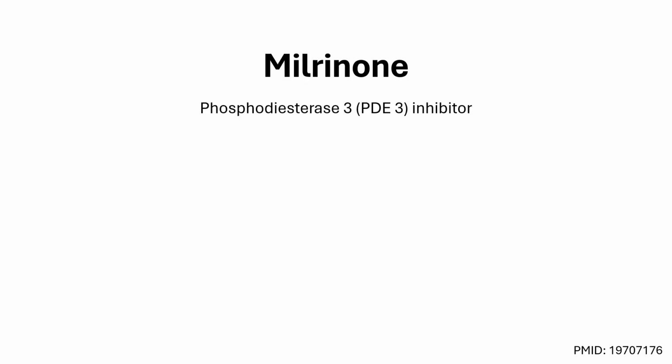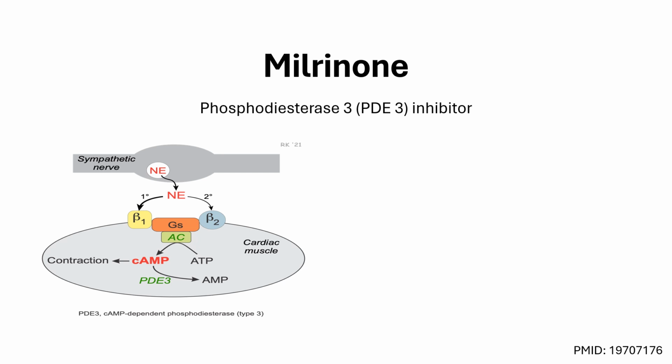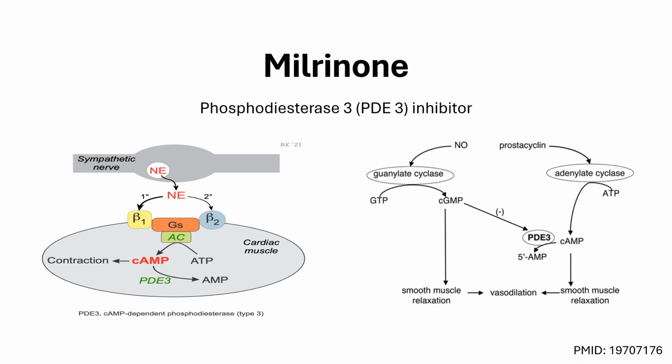Next, we'll talk about milrinone. It blocks the enzyme called phosphodiesterase 3, or PDE3. On the left part of the screen, you see that inhibition of PDE3 enzyme leads to accumulation of cyclic AMP, or adenosine monophosphate, and leads to improved cardiac contractility. On the right part of the screen, you see that phosphodiesterase 3 inhibition leads to smooth muscle relaxation in the vascular wall, explaining why patients who receive milrinone often get hypotensive.